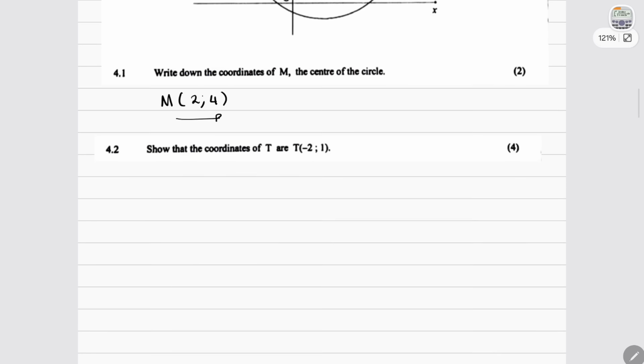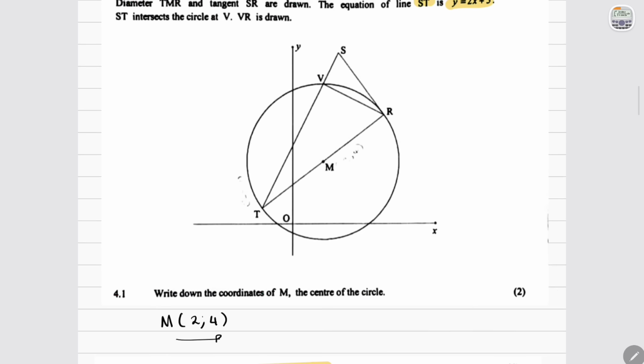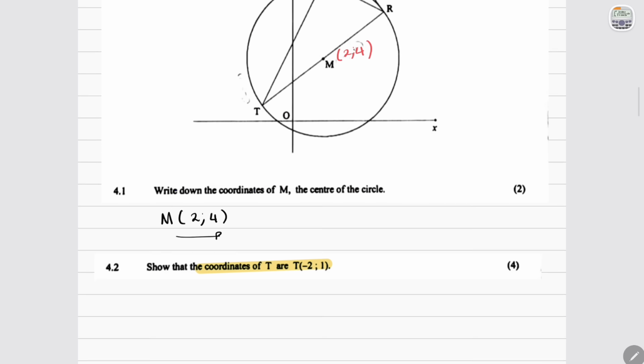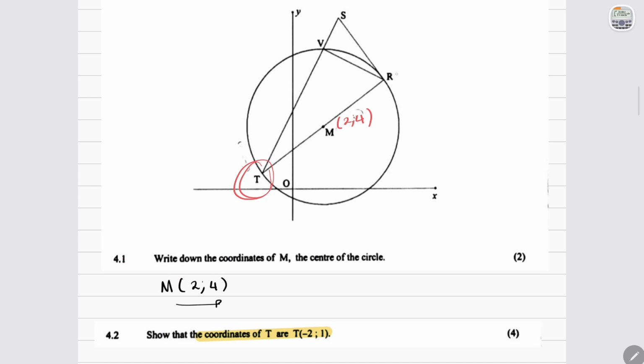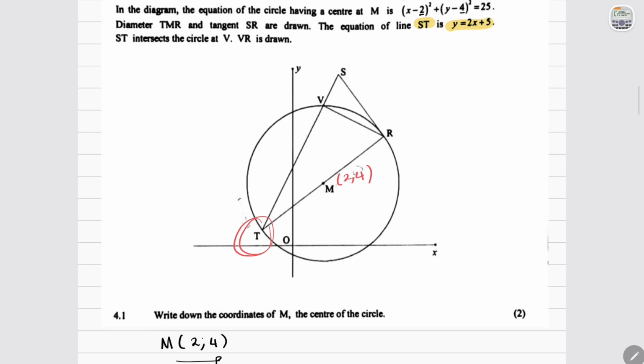The next question, 4.2, says, show that the coordinates of T are negative 2 and 1. So find the coordinates of T. So we just found M, and M is 2 and 4. Okay, we have that already. And now we need to find T. Okay, if we had R, then we could have found it like that, but we don't. So what else do we have?